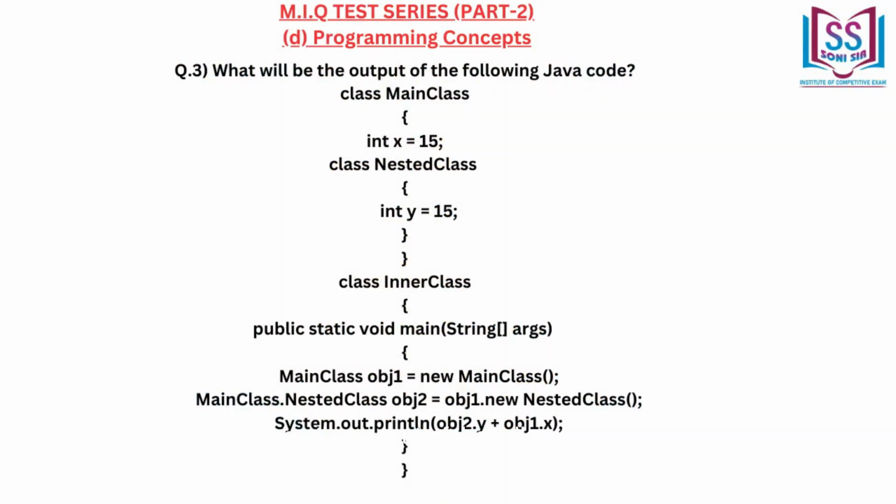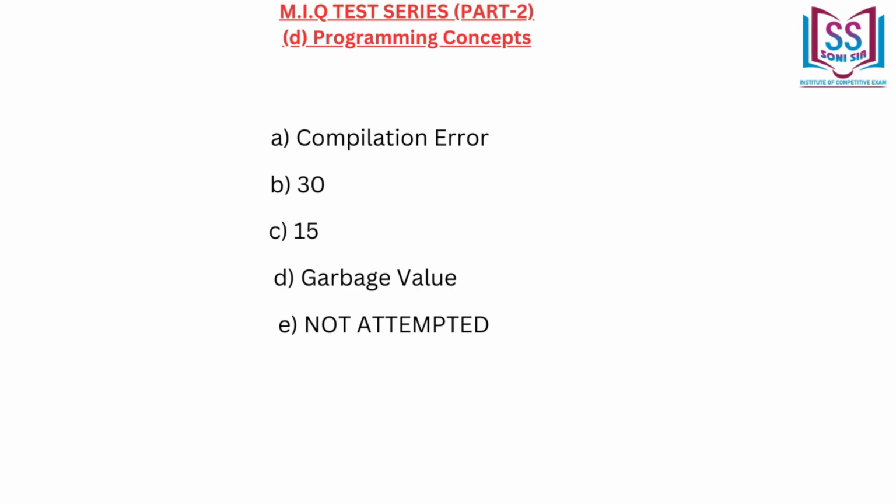What will be the output of the following Java code? A. Compilation error. B. 30. C. 15. D. Garbage value.